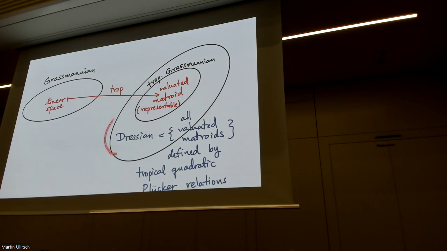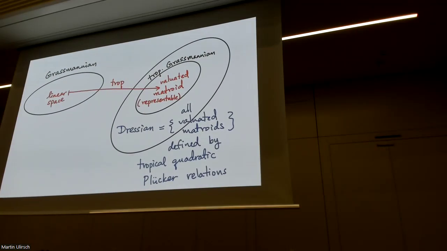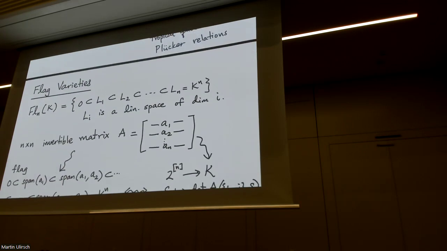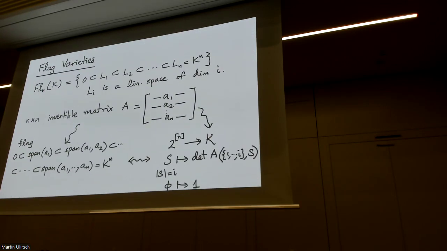But of course, there are matroids that are not representable that I've shown you, the Vamos and non-Pappus and so on. They are non-representable things that are out there. So they also live in the tropical world, in this set called the Dressian, in the world of all valuated matroids. It is defined by the tropical Plücker relations that we saw earlier, this maximum attained twice thing.